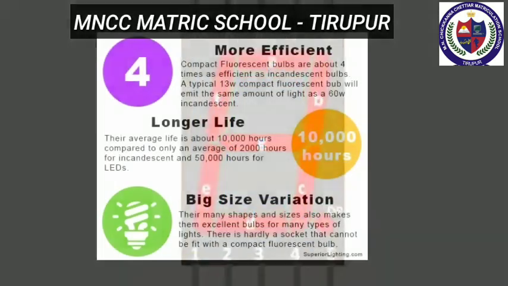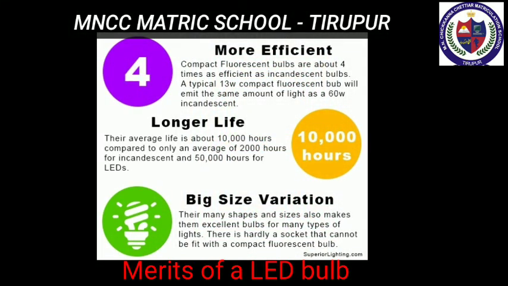Next, let's learn about the merits of an LED bulb. As there is no filament, there is no loss of energy in the form of heat. In comparison with fluorescent light, LED bulbs have significantly low power requirement. It is not harmful to the environment. A wide range of colors is possible here. It is cost efficient and energy efficient. Mercury and other toxic materials are not required.